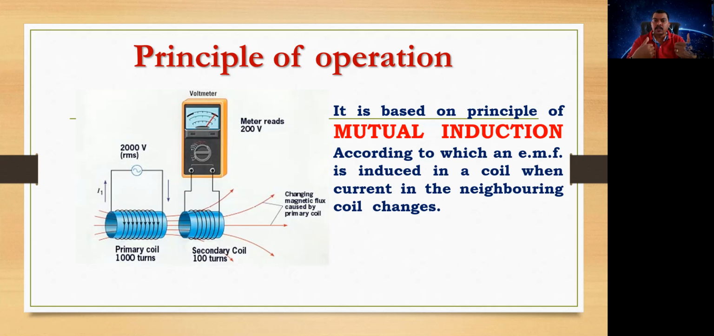That is what I told you. Whenever a current is passed through the primary associated with a secondary, then indirectly the EMF is induced in the secondary. So remember this. This is called as the mutual induction.